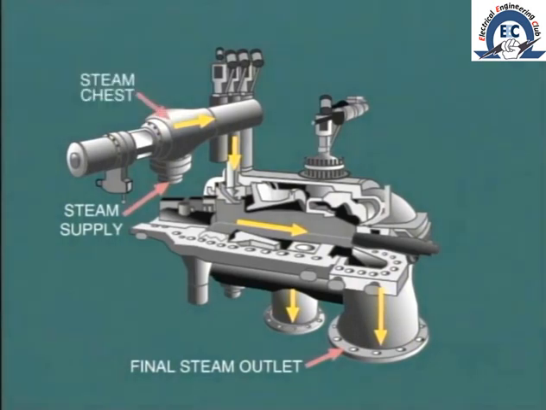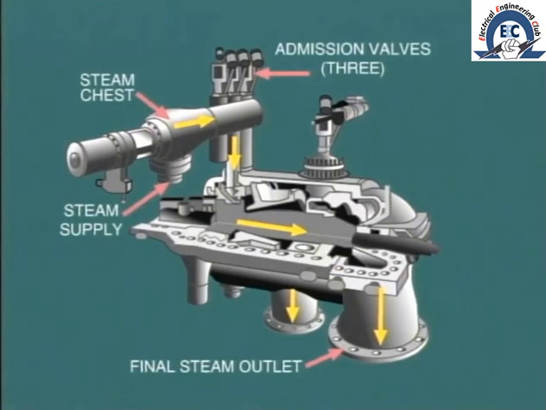Steam is applied to the steam chest from the boiler after passing through the turbine stop valve. The amount of steam passing through the turbine is regulated by adjustment of steam admission valves. This in turn controls the output of the turbine and the coupled generator.